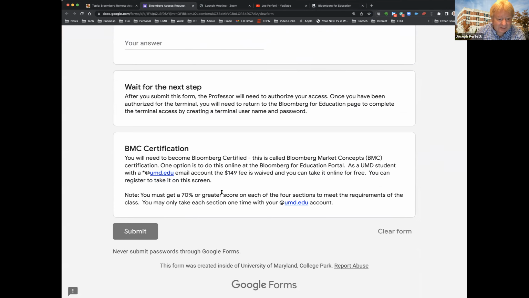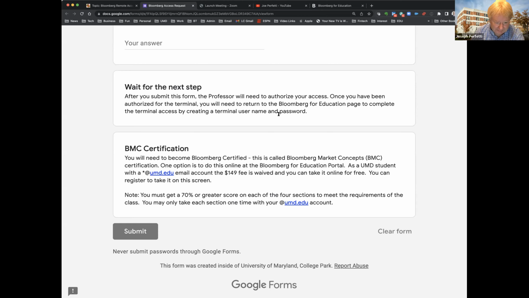Bloomberg also has something called BMC certification, which stands for Bloomberg Market Concepts. And this is their certification, okay, to use the tool. Basically it teaches you how to use the tool. And this is important because once you're certified, you can actually put it on your resume and you can tell people you're certified in the real world. Okay, it gives you a nice little form saying you're certified.